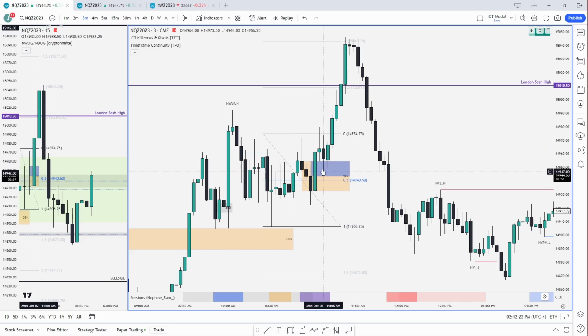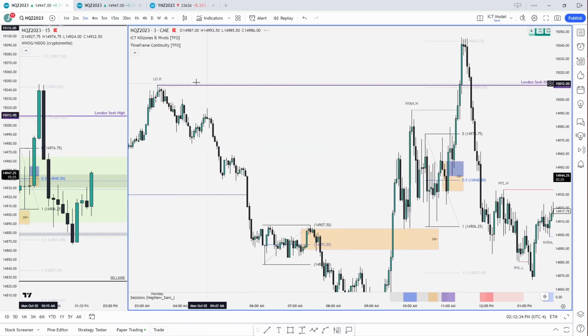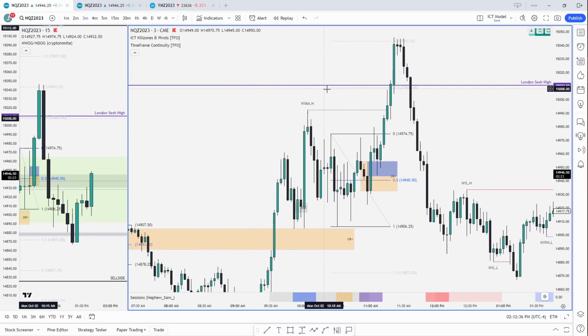Close bullishly. You could be a buyer here with this candle. If you wanted confirmation that we're still bullish, you could buy here with this dip. Targeting what? Targeting the AM session high as well as the London session high. So that's that London open right there, 5 a.m.